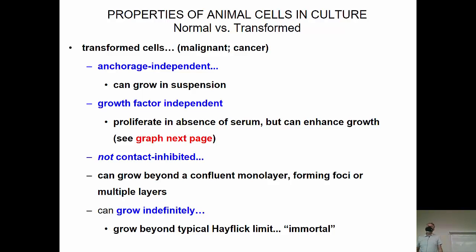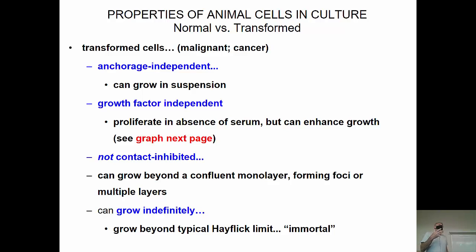In contrast, transformed cells, and the same properties would be with cancer cells or malignant cells. We can use those terms interchangeably. We're going to use those terms largely interchangeably, okay? Cancer, malignant, transformed cells. So it's a totally different ballgame with these. They aren't anchorage dependent. They don't require serum. They don't have contact inhibition, and they are what we call immortal. They have no Hayflick limit.